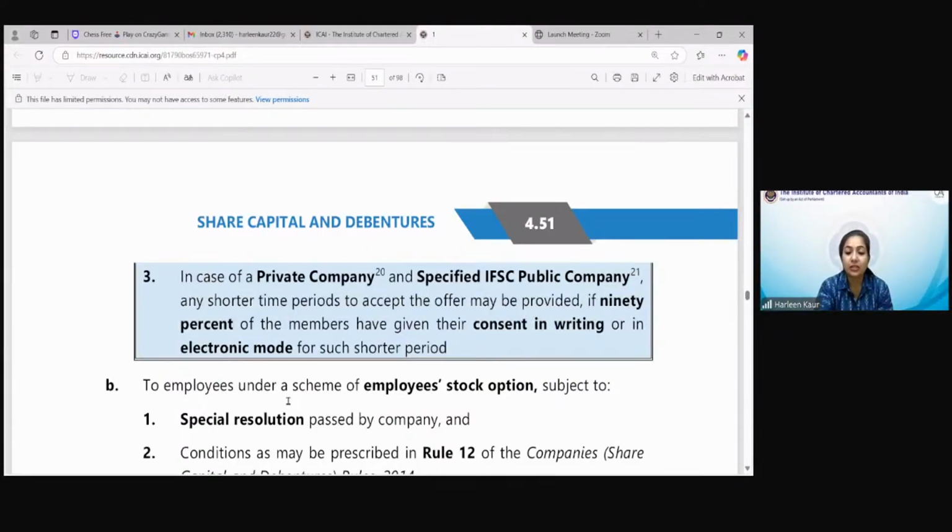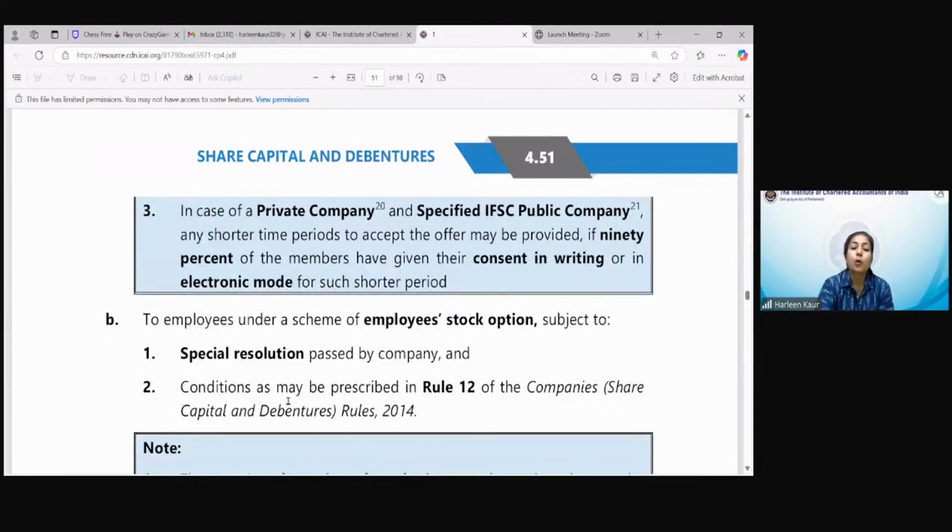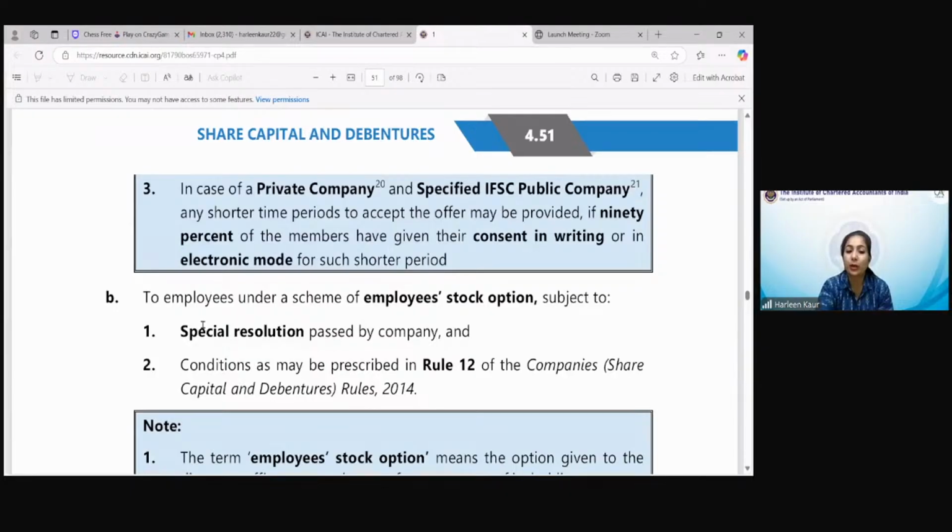Now comes to the ESOPs. To employees under a scheme of ESOPs, what are you going to issue? Special resolution. SR will be passed in that also; in rights issue also SR will be passed, in ESOPs also SR will be passed. Not exceeding 30 days. So maximum time period is 30 days. If the offer is not accepted in that maximum time period, it shall deem to be declined. Okay. Conditions have been given under Rule 12.